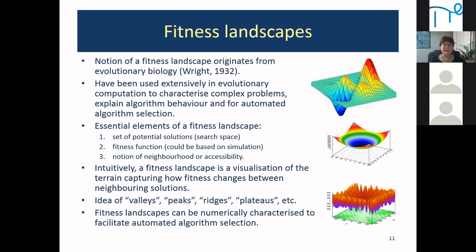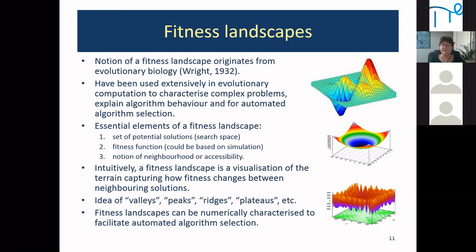But the essential elements of a fitness landscape are just a set of potential solutions, which is our search space. So whatever our optimization problem is, what are the possible solutions? Some might be good, some might be bad, and a way of measuring how good they are, which is the fitness function. And that fitness function could be based on simulation. It doesn't have to be a nice mathematical function.